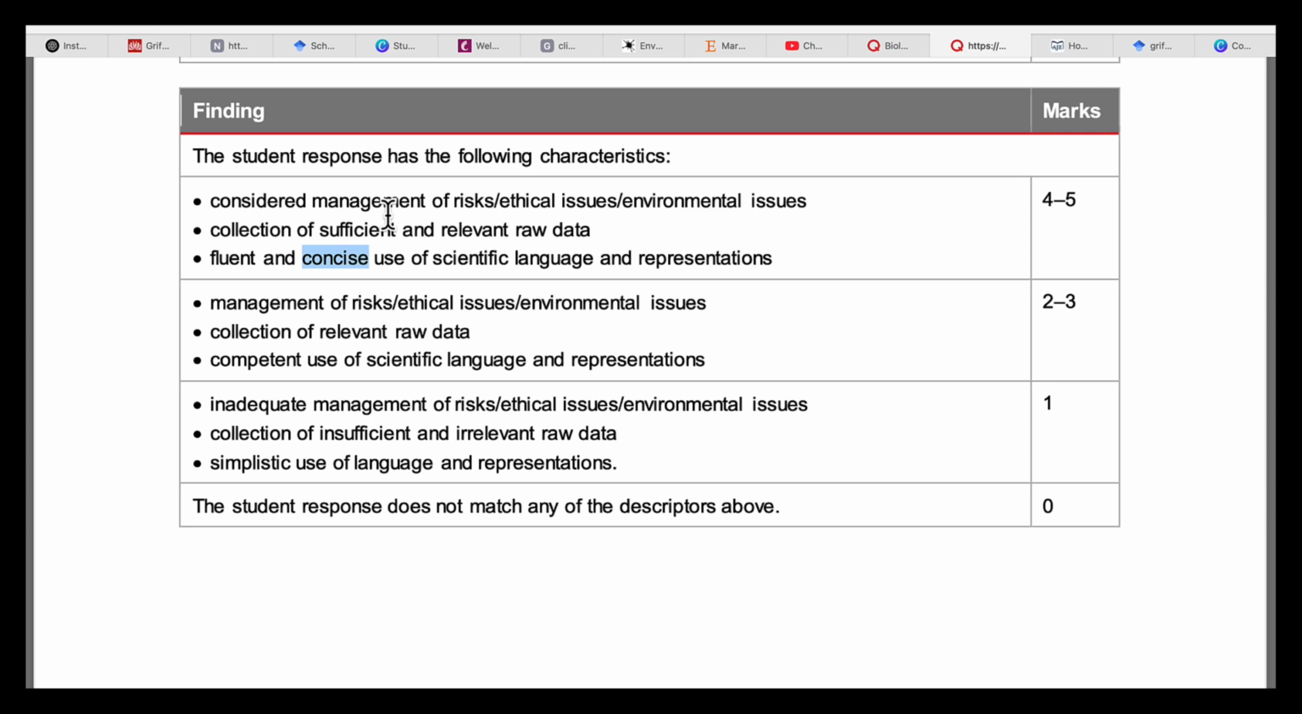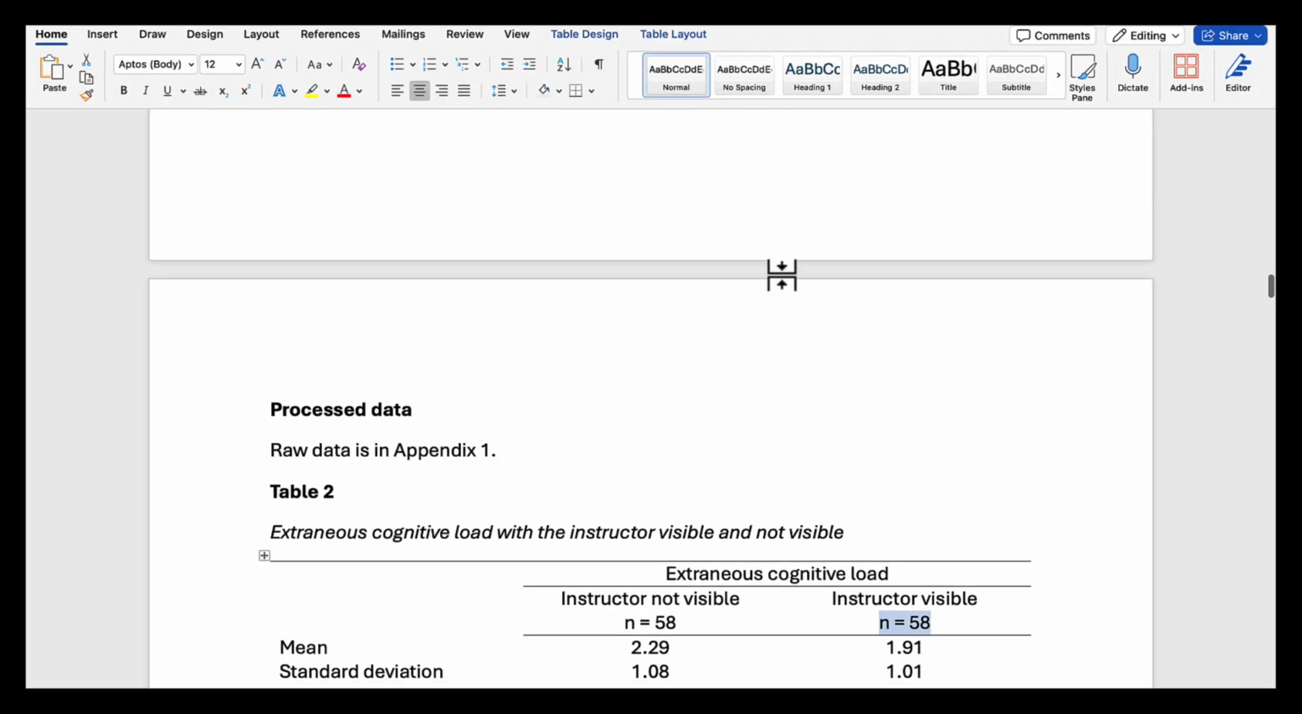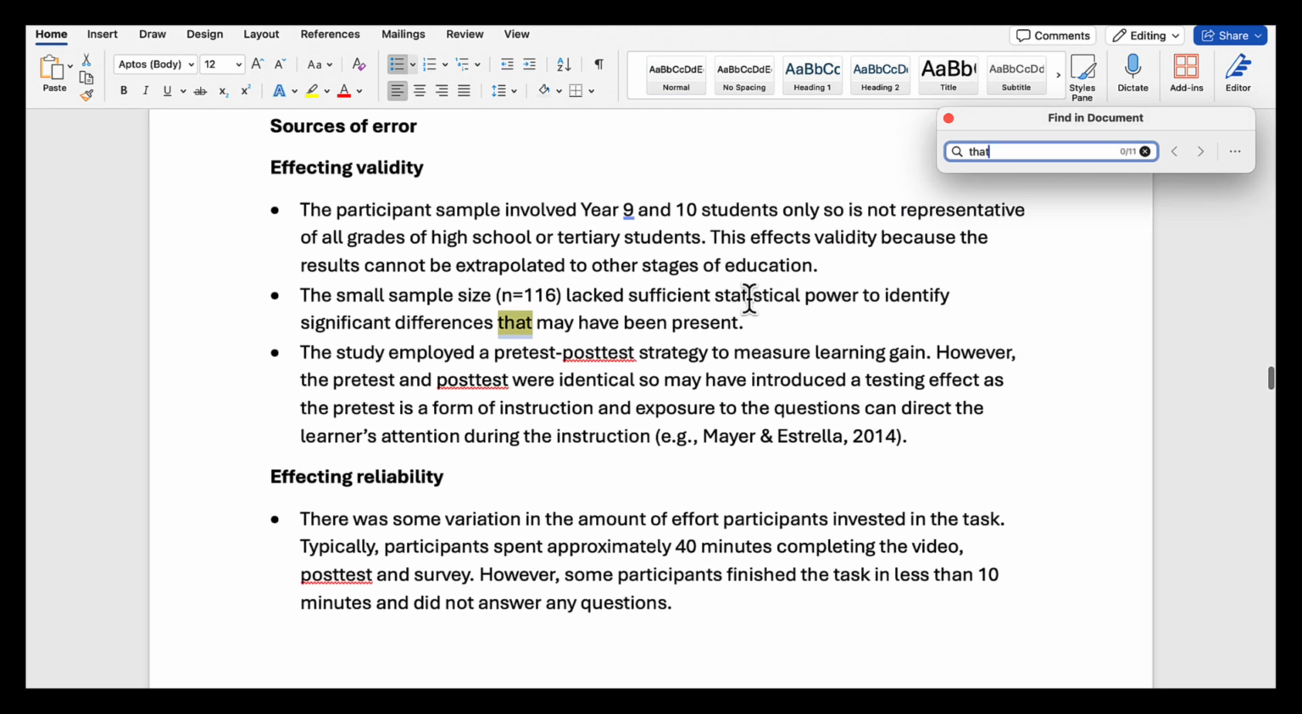Then what I like to do first is this rule: you're going to search up anywhere. So can I just show you what I mean? You're going to go into Command Find, and you're going to type in the word that. Everywhere there's a that, you need to consider, can I get rid of it? And does it still make sense? Now, I've gone through and removed all those that's that I can, so all of these should make sense. To identify significant differences that may, so we can't get rid of that one. But some of the time you will find that probably about half of your that's you can get rid of.